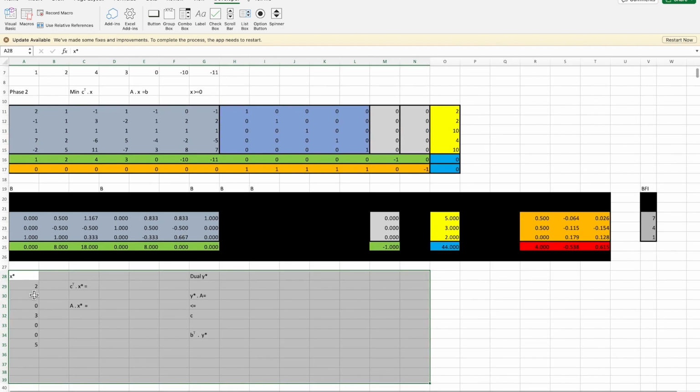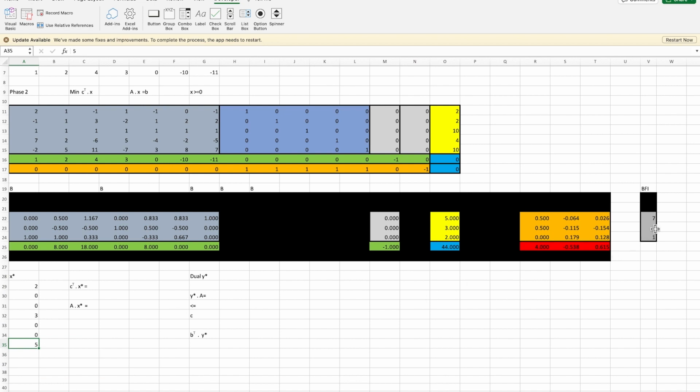Okay, so here's the optimal solution. It's all zeros except for the basic variables. So we look here. The variable 7 is on the first row, so it's 5, right? That's 5. Then x4 is in the next row, which is 3. So x4 is 3. And then x1 is on the last row, which is 2. So this is my optimal solution that I was seeking in this problem.